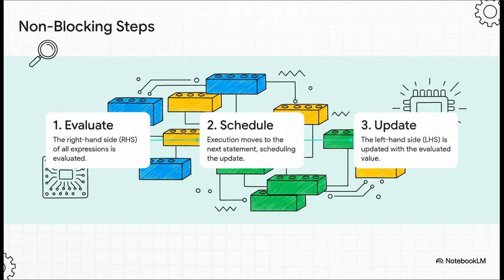So how does that non-blocking magic actually work under the hood? It's a really elegant two-step process. First, at a specific moment in time, the simulator looks at the right-hand side of all your non-blocking assignments and calculates the new results. Then, it schedules these new values to be updated. And finally, all those variables on the left-hand side get their new values simultaneously. It's this little evaluate then update dance that lets Verilog perfectly model parallel operations in hardware.